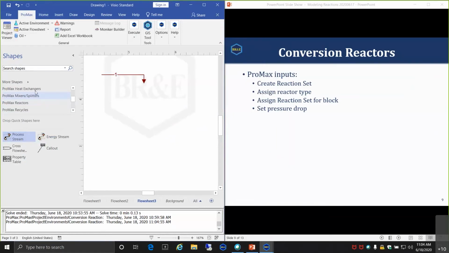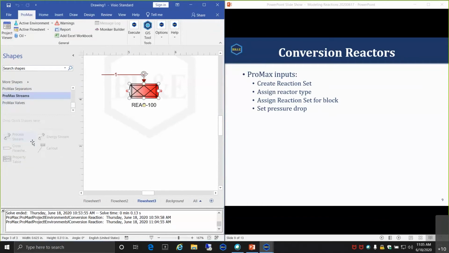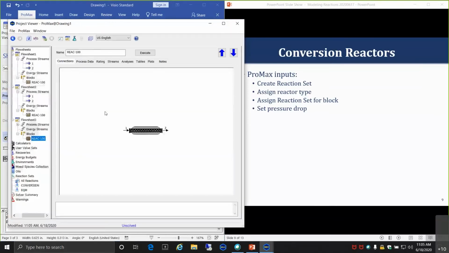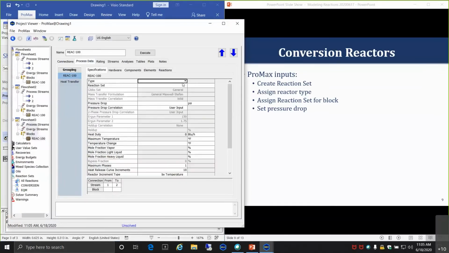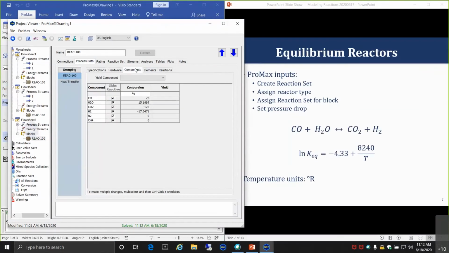All right, let's build our reactor. So this type is conversion. We'll use our conversion reaction set. And we can execute. So those were the only inputs that we had: the type, the reaction set we wanted to use, and the pressure drop. We get 75% conversion of my CO.